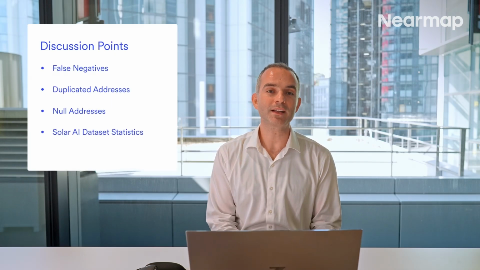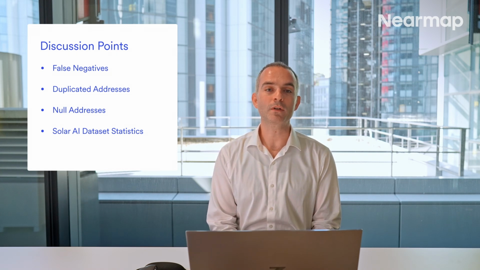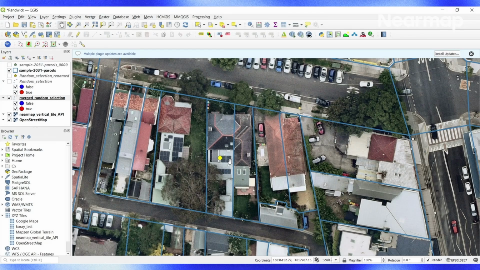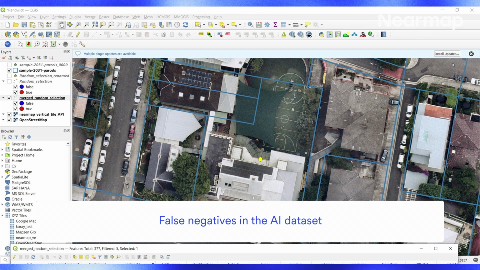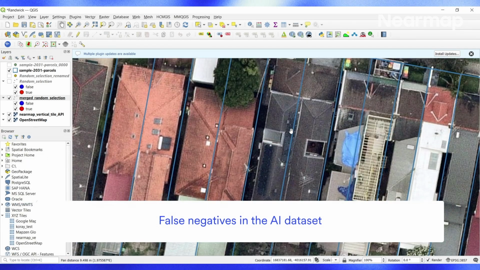After analyzing the data, we found several interesting discussion topics that we wanted to share transparently with the customer to build trust. These discussion points were false negatives, duplicate addresses, null addresses, and most importantly, the statistics of our Solar AI dataset. These are some of the false negative samples I identified, where our Solar AI dataset indicated there wasn't a solar panel, but a solar panel was present at those addresses.